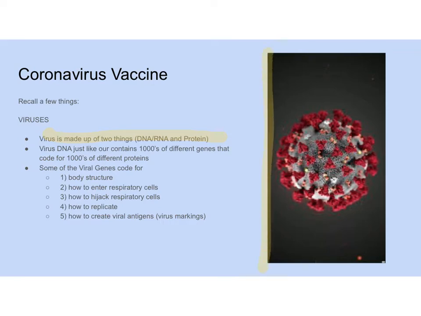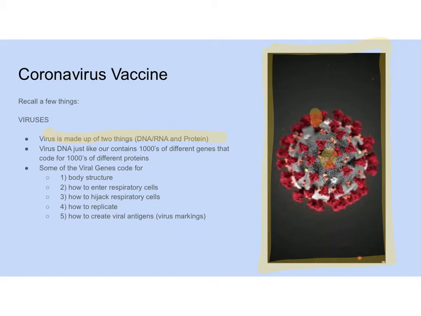If we look at the virus over here, and this is a picture of what they're using for the coronavirus, it's really only two things. DNA, which is right in the middle, you can't see it, and then the rest of everything you're seeing in this picture is protein. Virus DNA, just like ours, contains thousands of different genes that code for thousands of different proteins.